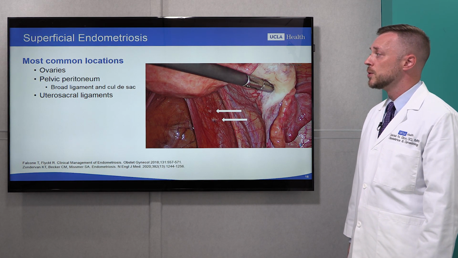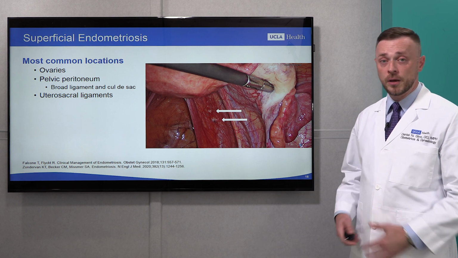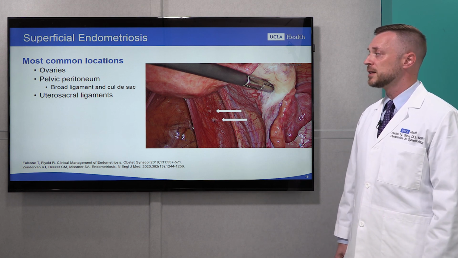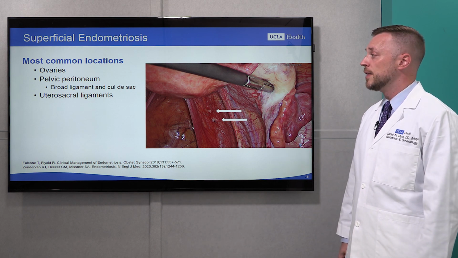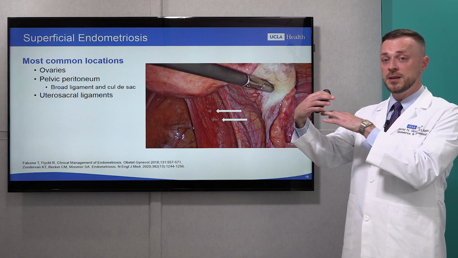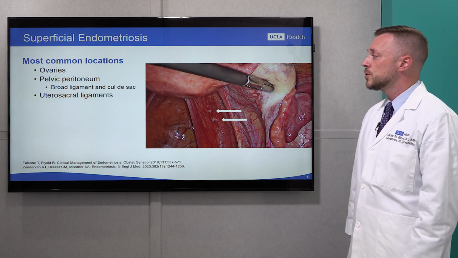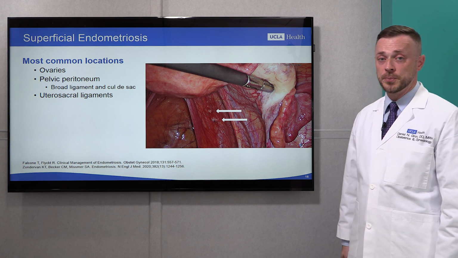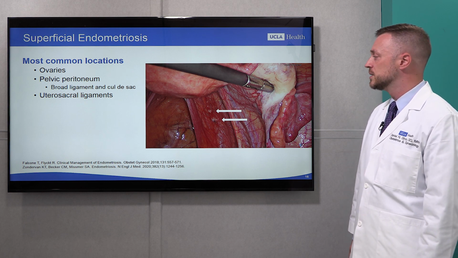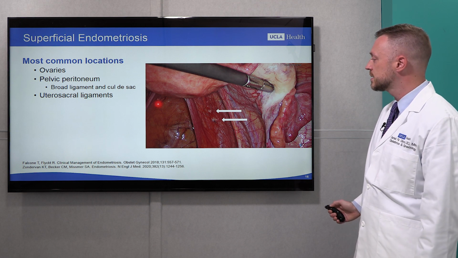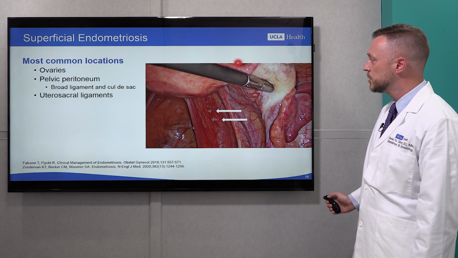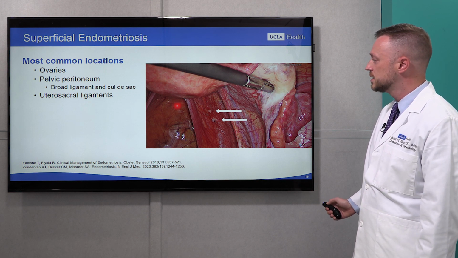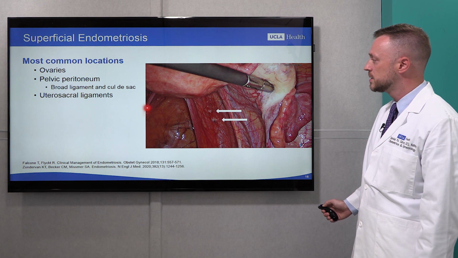Superficial endometriosis, the most common locations are on the ovaries, the pelvic peritoneum, that stretchy covering, affecting the broad ligament, which is the ligament that drapes over the support ligaments of the uterus, and the cul-de-sac, which is the space between the uterus and the rectum. The uterosacral ligaments are the ligaments that also support the uterus to the sacrum, and this is also a most common place for that. In this slide, you can see these implants of endometriosis indicated by the arrows. This is your uterus, this is the ovary, this is the uterosacral ligament on the right, and this is the one on the left here. And then the rectum is down at the bottom.